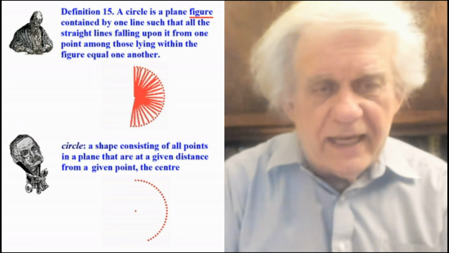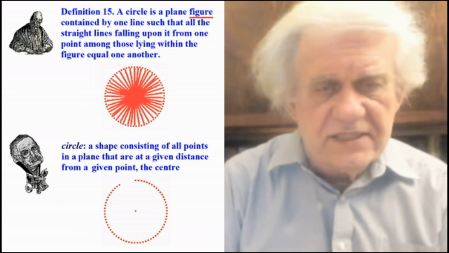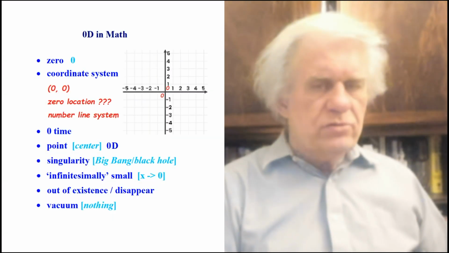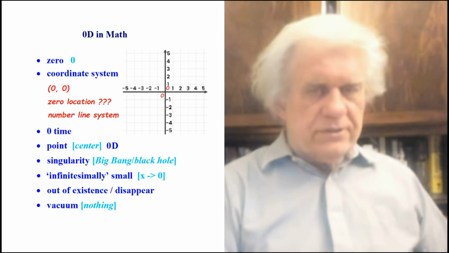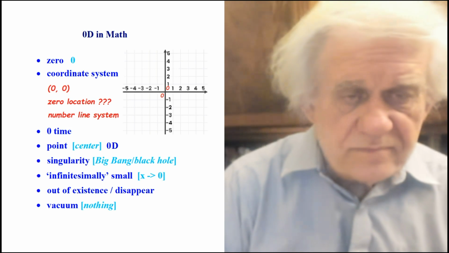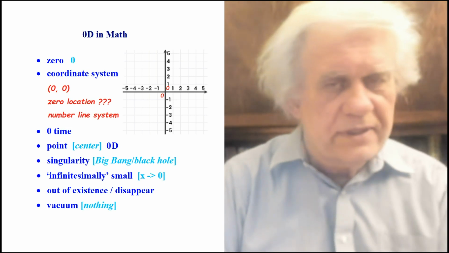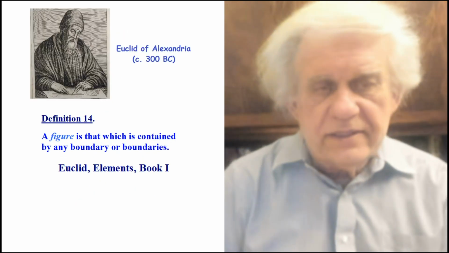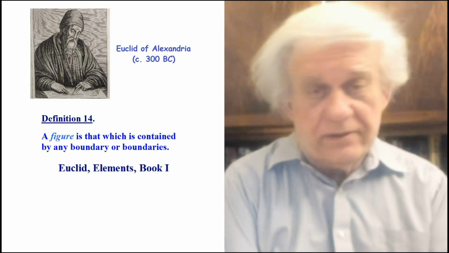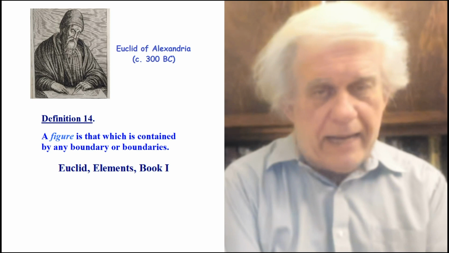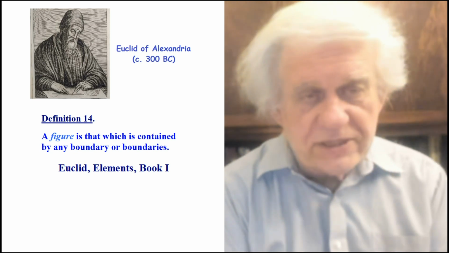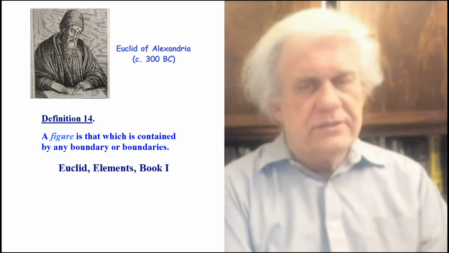Anyways, the point is the center of the circle, and it's 0D. It has no shape, no size. It's absolutely nothing, exactly like the 0D. It's the center. Just in case, it's important to put this in here. Euclid defined a figure. For the purposes of geometry, what is a figure? Of course, we need to know what a figure is, because geometry can't do without the figure. So he said, a figure is that which is contained by any boundary or boundaries.